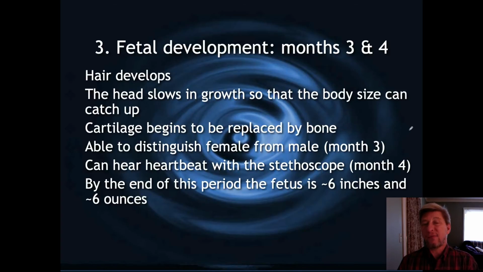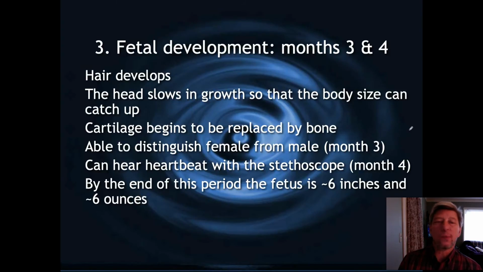At the end of month 4, heartbeats can be heard using a stethoscope. So a doctor or nurse, someone listening, can hear the fetal heartbeat. And at the end of this period, we've got a baby who is about 6 inches long and weighs about 6 ounces, so still less than half a pound.